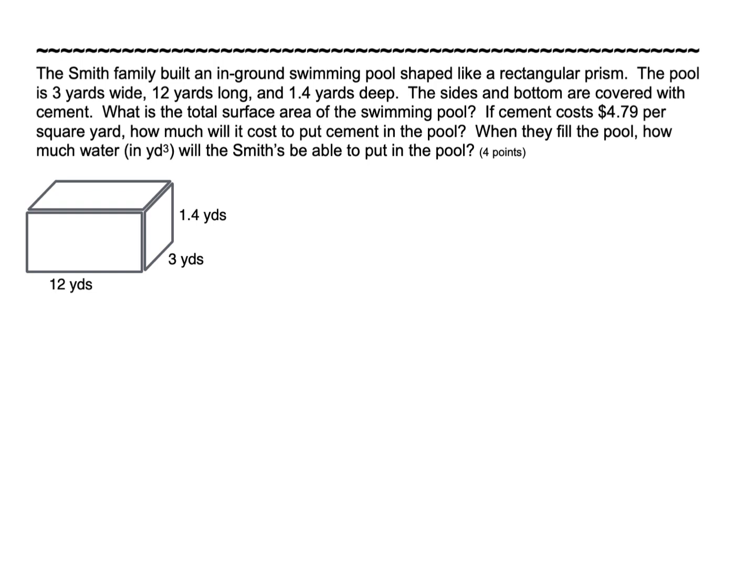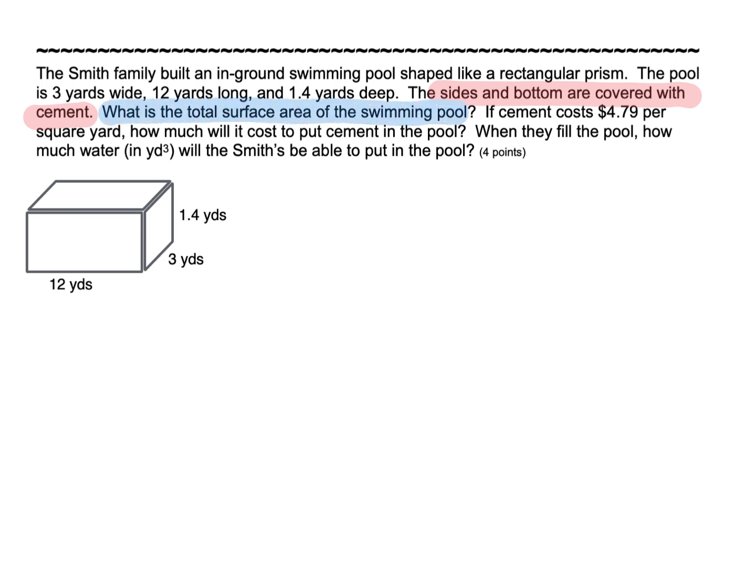So if we read this problem, it says the Smith family built an in-ground swimming pool shaped like a rectangular prism. The pool is 3 yards wide, 12 yards long, and 1.4 yards deep. The sides and bottom are covered with cement, so that part is important. The top is not covered because it is a pool. It should have an open top. What is the total surface area of the swimming pool?